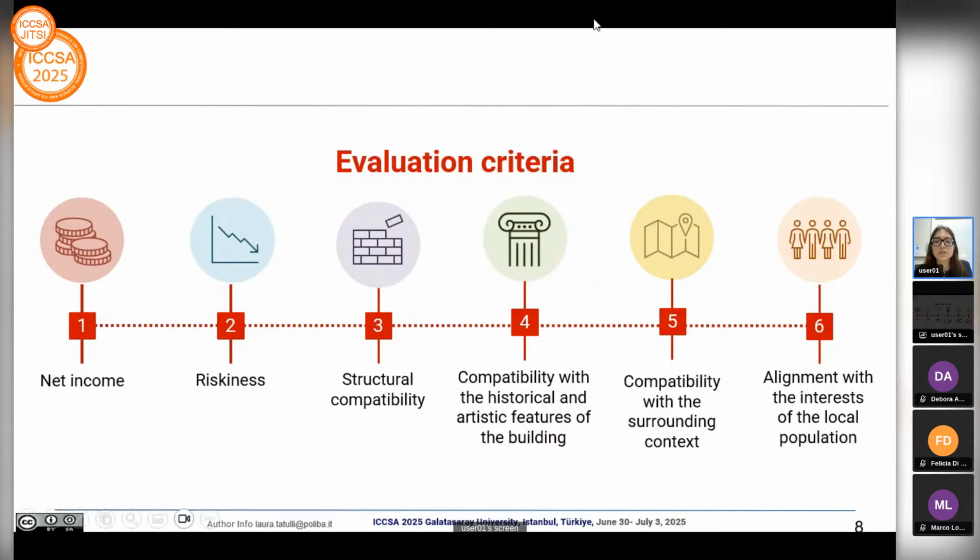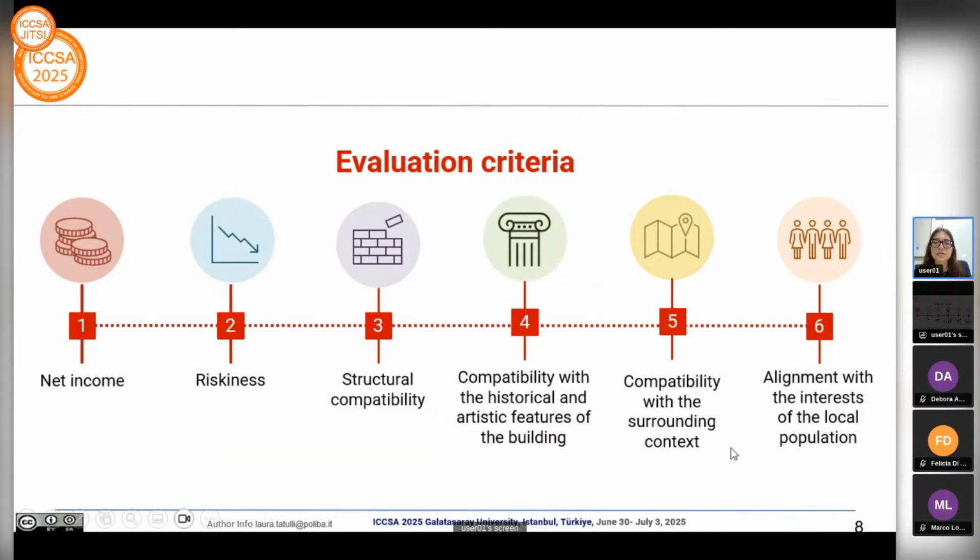The riskiness, which was assessed only qualitatively in terms of likelihood of not achieving the expected net income through a comparison of the intervention with similar ones within the same area. The structural compatibility is defined as the impact of the new proposal, new use, on the structural elements and on the bare loading capacity of the building. The compatibility with historical and artistic features of the building was included to consider the impacts of the new use on the parts of the asset which have historical and cultural value.